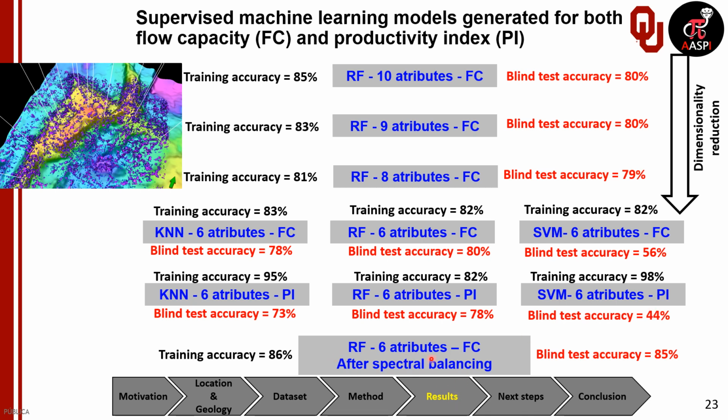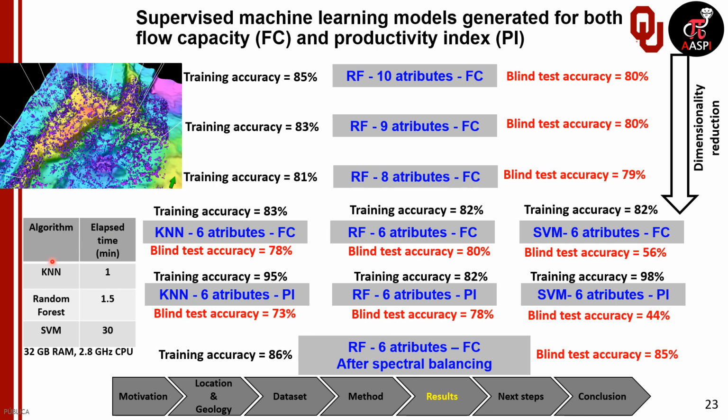And finally, we applied the same attribute combination in random forest with attributes after spectral balancing, and we have an improvement of the blind test accuracy up to 85%. So that's it. This is our model's accuracy, between 80 and 85%, which is good. We are talking about two simple seismic attributes, no seismic inversion related ones, and well test data. In terms of time, KNN and random forest took about 1 minute, and support vector machines took 30 minutes for the prediction, and they are prone to overfit. So the best one, in my opinion, is the random forest.